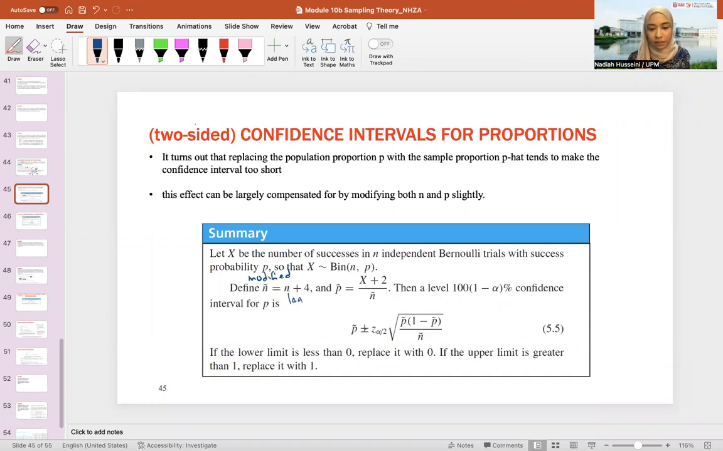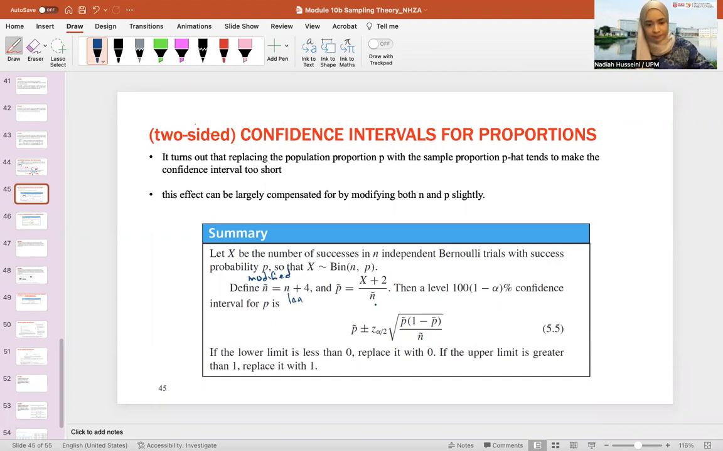Then the 100% times the confidence coefficient interval for P is modified P plus or minus Z alpha over 2 times the square root of modified P times 1 minus modified P over modified N. You have to take the square root of the whole thing. If the lower limit is less than 0, replace it with 0. If the upper limit is greater than 1, you replace it with 1.